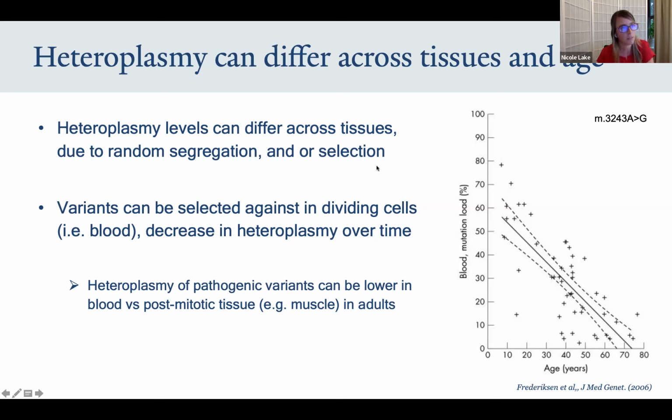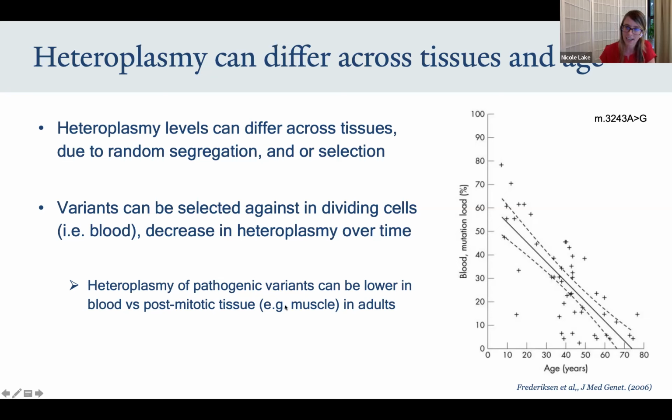And the best known example of this is that 3243A>G variant. And so what you're looking at here is data, and on the x-axis is the age of the individual carrying the variant, and the y-axis is the heteroplasmy level or mutant load. And hopefully what you can appreciate here is that clearly there is a decrease over time. And it's been estimated actually that this specific variant reduces on average by around 2% heteroplasmy level every year.